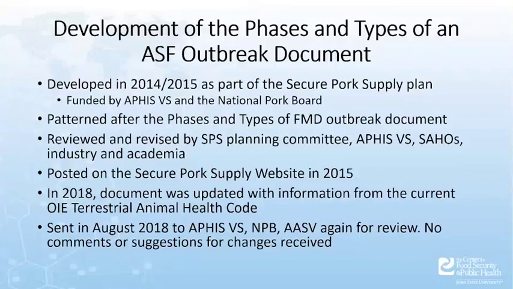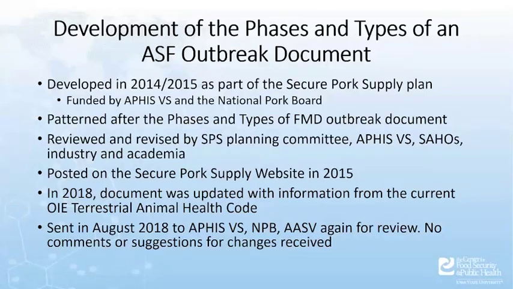So this document, we began development of it in 2014 and finalized it in 2015 as part of the Secure Pork Supply Plan. And the work on the Secure Pork Supply Plan has been funded by APHIS Veterinary Services and by the National Pork Board. This document is patterned after the phases and types of an FMD outbreak document, which was the first document of this type we developed. This one is actually much simpler than the FMD document. It was reviewed and revised by the Secure Pork Supply Planning Committee, by APHIS VS, by state animal health officials, by members of industry and academia.